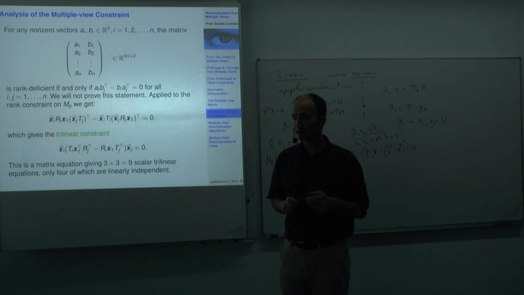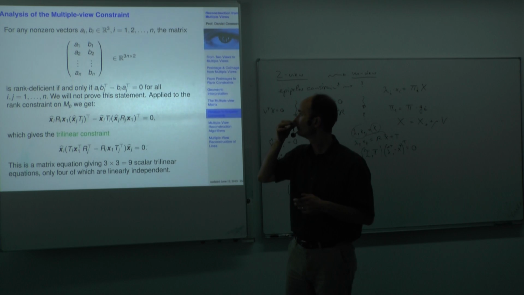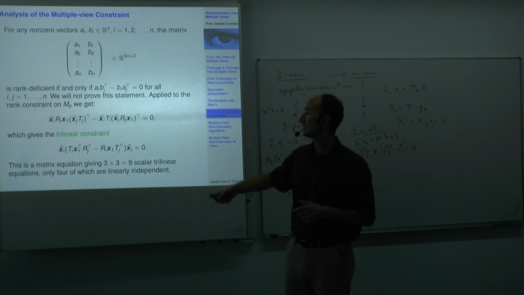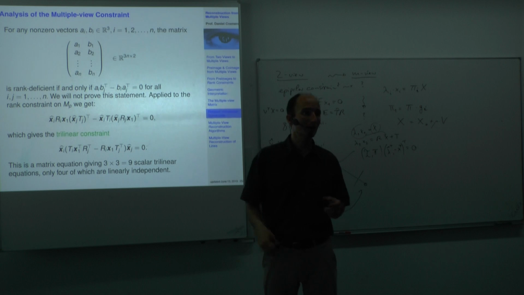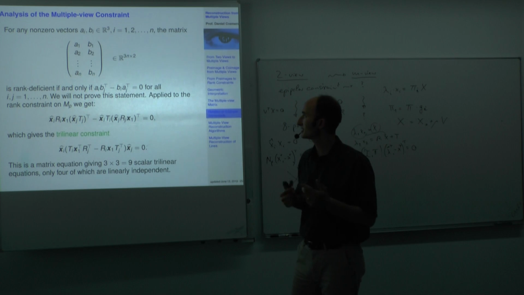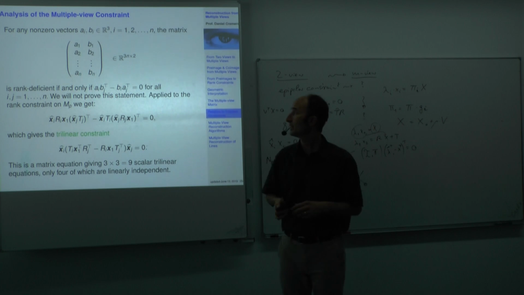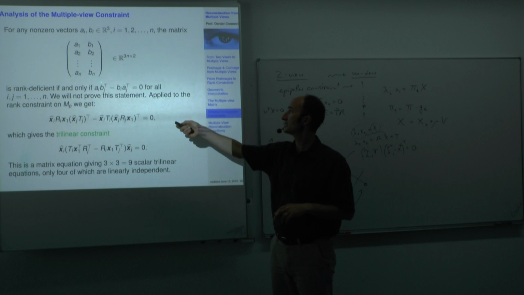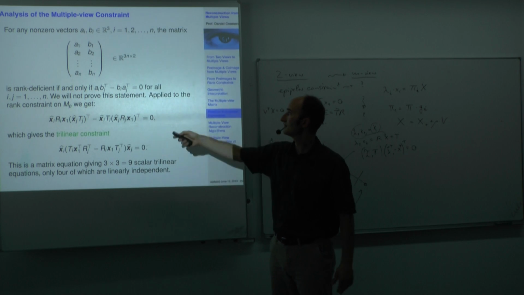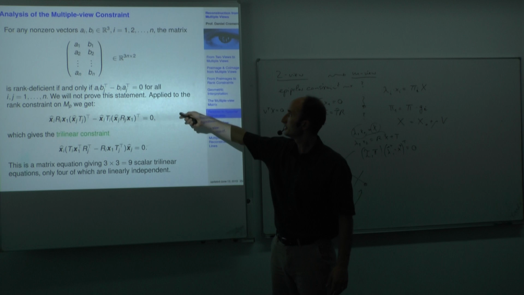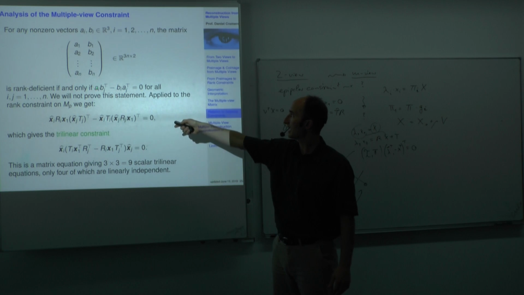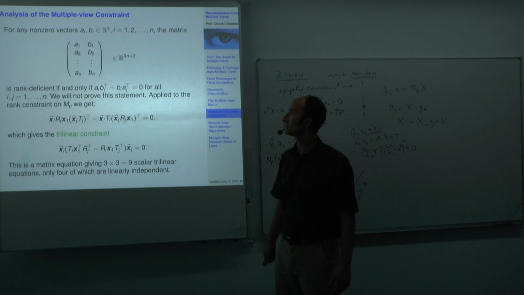And there is now a property that I'm not going to prove because it's a little bit involved, but for such matrices, and I must say it's quite amazing what kinds of things you can prove about matrices, and people have done that in linear algebra, so we can use this expertise. For such matrices, one can prove that the rank is deficient if and only if these constraints are fulfilled: AI times BJ transpose minus BI times AJ transpose is 0 for all i and j.